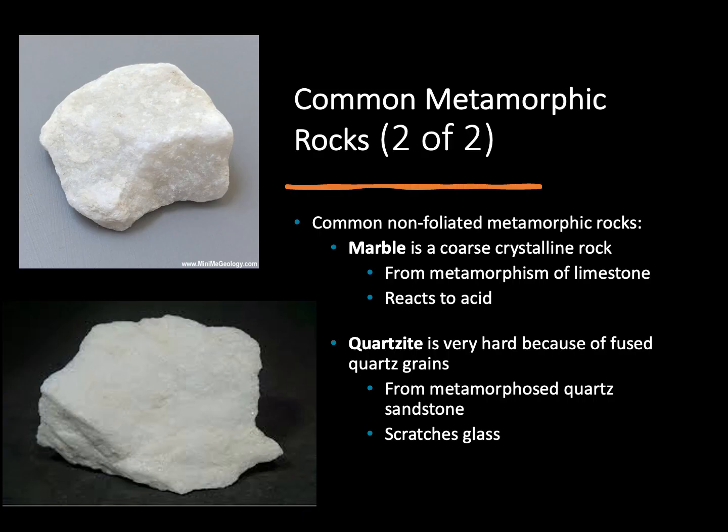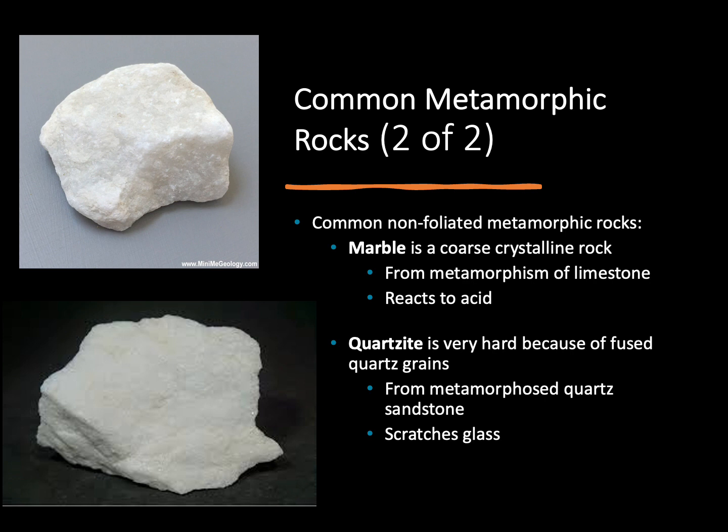Our non-foliated metamorphic rocks are a lot more difficult to differentiate from one another, though. If you look at the upper image, this is a photo of marble. It is a non-foliated metamorphic rock that forms from limestone. Because it's from limestone, it's going to effervesce or react to acid and bubble up. But the image on the bottom is quartzite. It's made up of that mineral quartz, which is incredibly hard. So quartzite is going to be able to scratch glass.